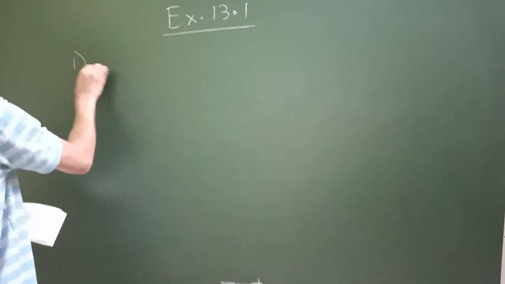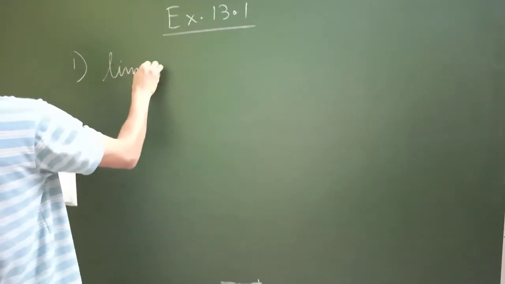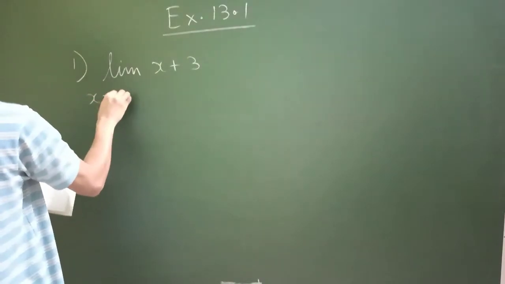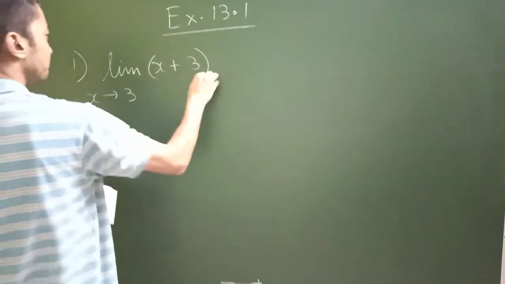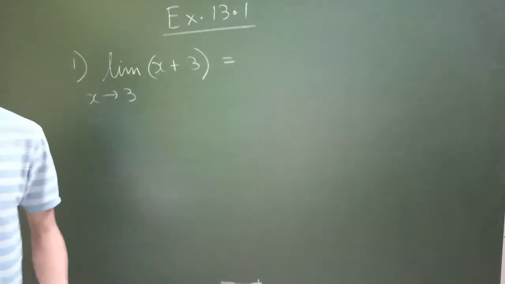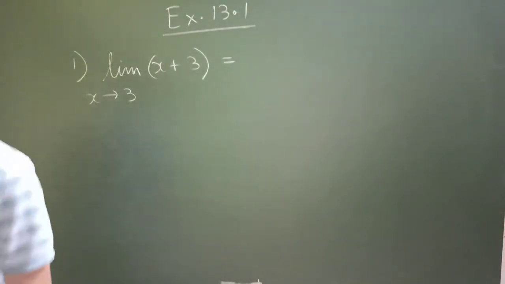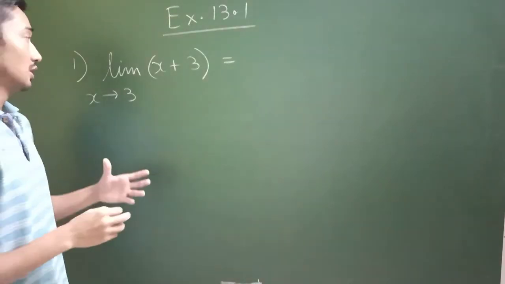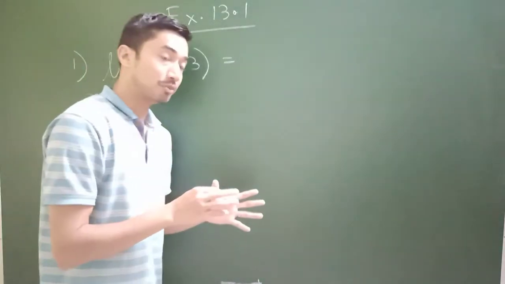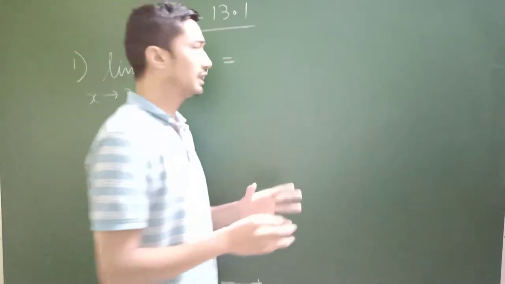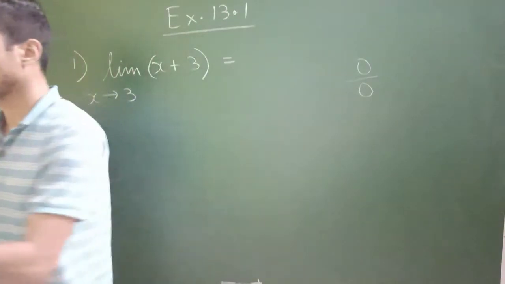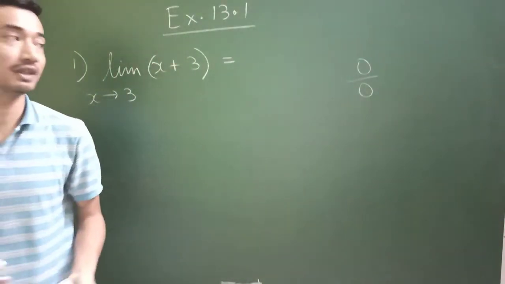Let's start with a simple question: the limiting value of the function x plus 3 as x tends to 3. There's basically one working rule, as I said earlier in the previous class: as long as you're not getting 0 by 0, which is meaningless, you can continue. You can just remove the limit and substitute the value of x.